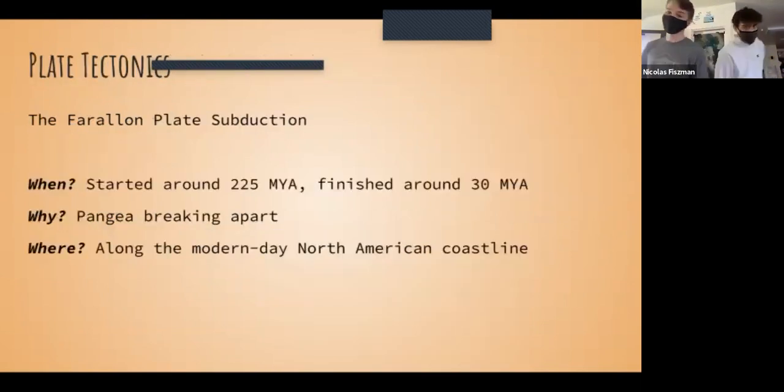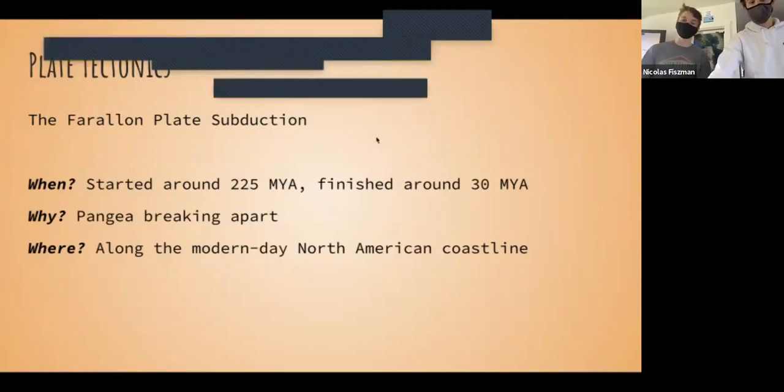Moving on to plate tectonics, the Farallon plate subduction is the subduction of an ancient oceanic plate that moved underneath the Pacific plate. This process took roughly 200 million years, as the true start date is unknown. It was caused because of Pangaea, the last supercontinent, breaking apart. The area in which the subduction occurred was along the North American coastline.